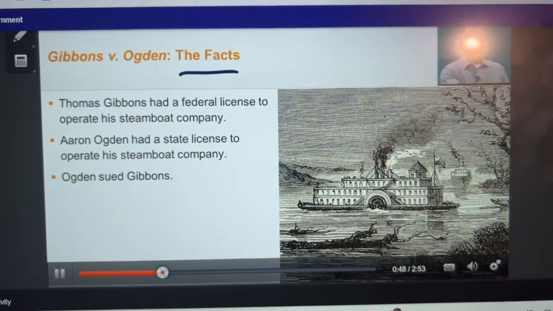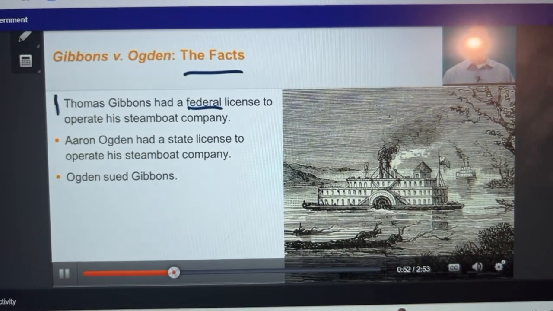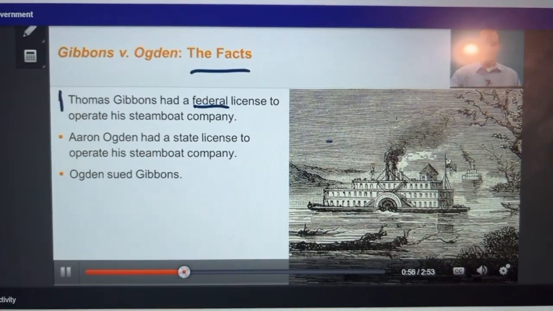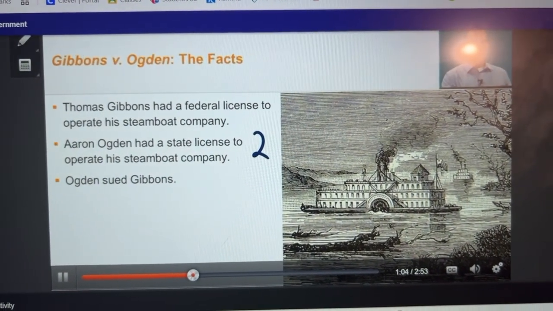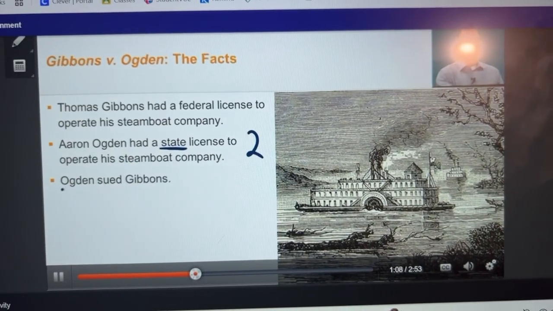Here are the facts. Number one, Thomas Gibbons had a federal license to operate his steamboat company on the river. You can see an example of a steamboat right here. Now, fact number two, Aaron Ogden had a state license to operate his steamboat company. But notice he had a state license. And Ogden sued Gibbons.